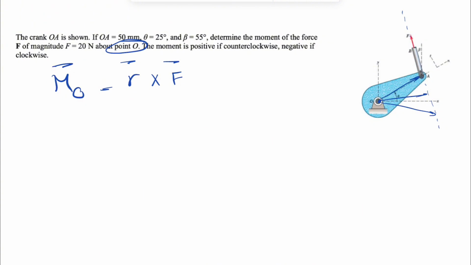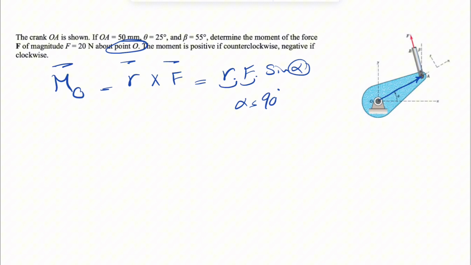Each of these can be our R, but obviously we are trying to go with the R that's easiest for us to figure out. And if we get back to here, the given that we have in this question is the distance from O to A. So that would be our R. But we know that the cross product of two vectors is actually R times F times sine of alpha, and alpha would be the angle between these two. And when our angle alpha is 90 degrees, we can simply multiply R and F.